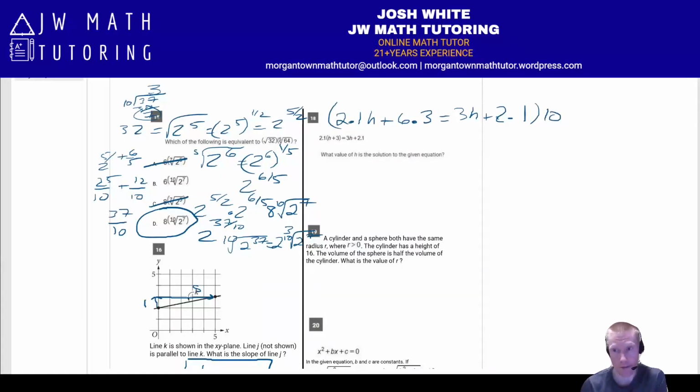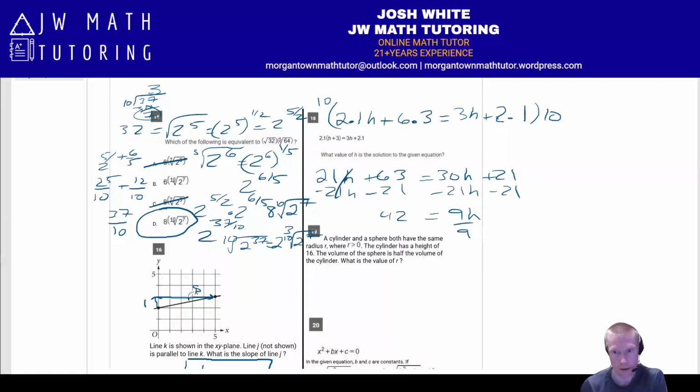So now I'm just going to multiply both sides by 10, and that's just going to turn it into whole numbers. So 21h plus 63 equals 30h plus 21. So now go ahead and just get the h's on one side, get the numbers on the other side. Okay, you end up with 42 divided by 9, but technically you cannot put that as an answer because it would need to be simplified.